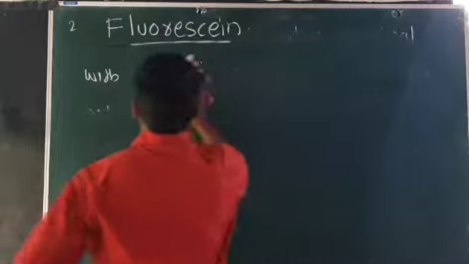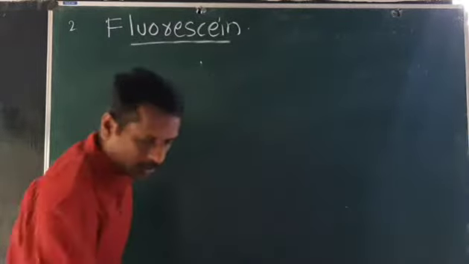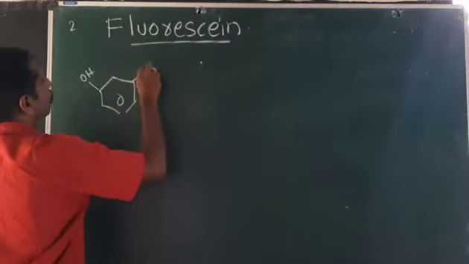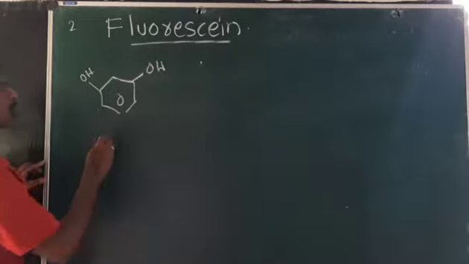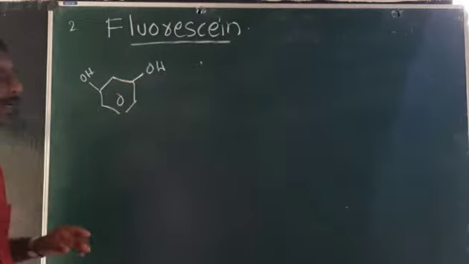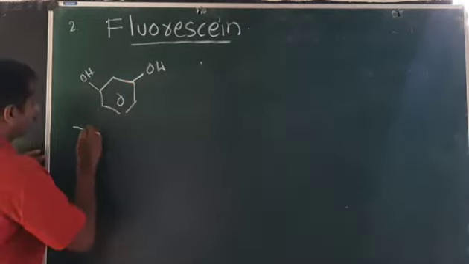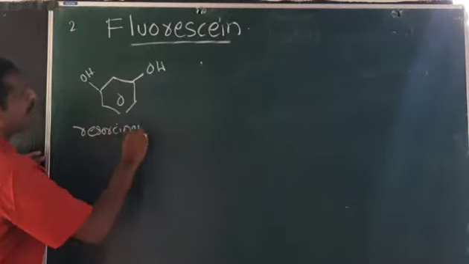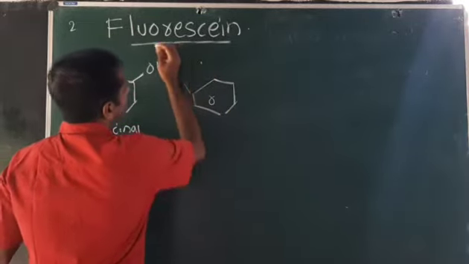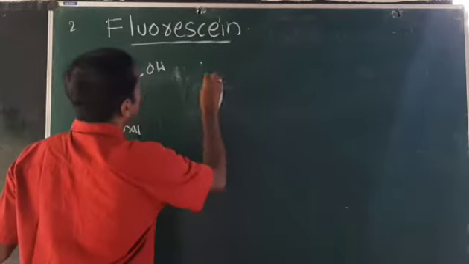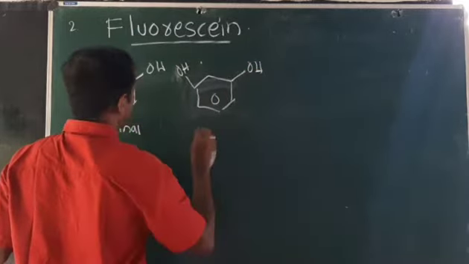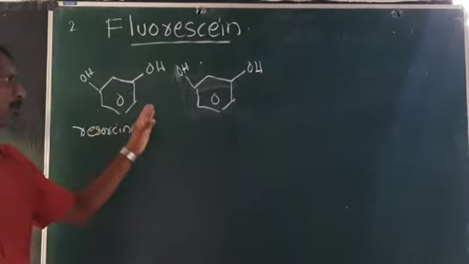Okay, look at the reaction. So resorcinol: here it is OH, and here also OH. You might have studied, this is resorcinol. What is resorcinol? Benzene 1,3-diol, which is known as resorcinol. Here we need 2 molecules of resorcinol. The second molecule, here it is OH, and here also OH. This is 2 moles of resorcinol with phthalic anhydride.